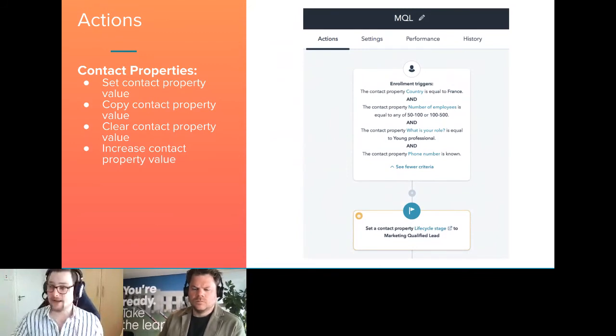So another quick example here is we have our enrollment triggers. We want to make sure that someone is from France, they have this amount of employees, their role is relevant to us, and we have their phone number. Well, if we have all of this, then maybe this is an MQL for us. This doesn't take into account anything like activity, so I'm not sure if I would fully agree that they are an MQL, but it does mean that they're a good quality lead, and now all we need to do is engage them enough before we pass them over to sales.